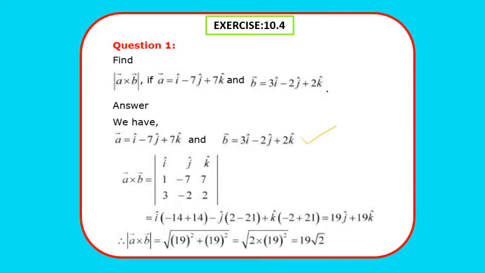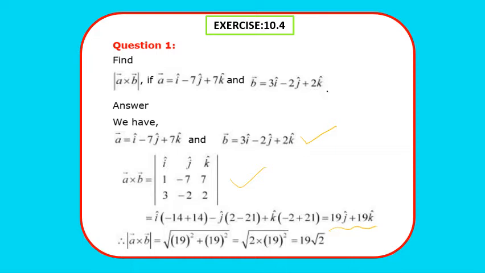Now we have vector A equals i minus 7j plus 7k and vector B equals 3i minus 2j plus 2k. So A cross B, using the determinant, will be equal to the determinant of i j k, 1 minus 7 7, and 3 minus 2 2. Expanding the determinant, we get i into minus 14 plus 14, minus j into 2 minus 21, plus k into minus 2 plus 21, which is equal to 19j plus 19k.